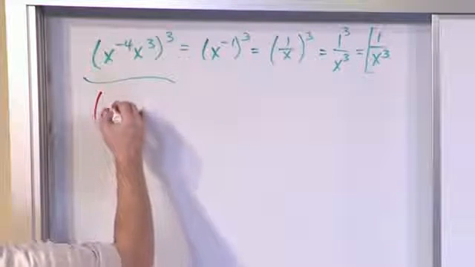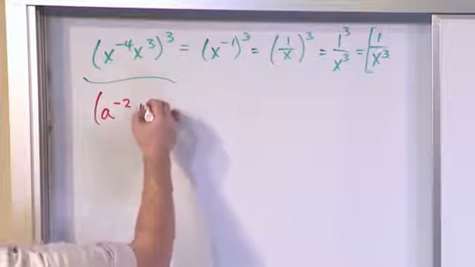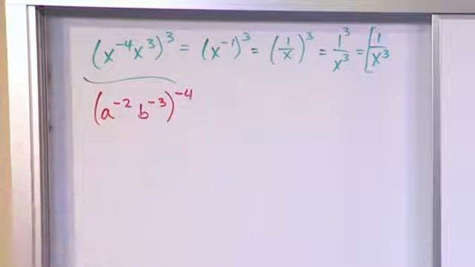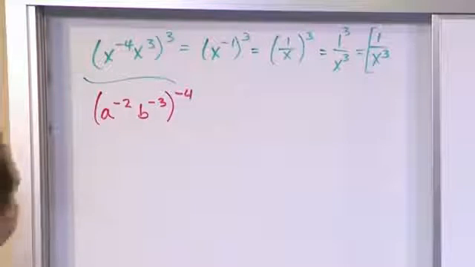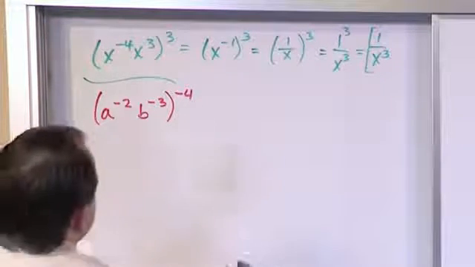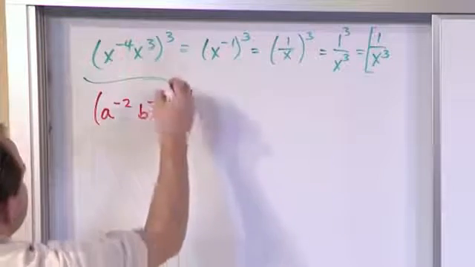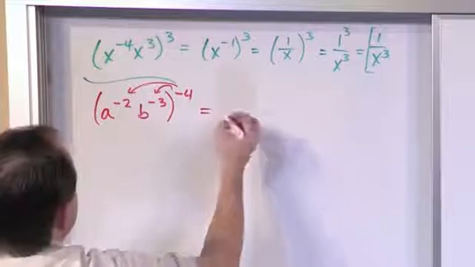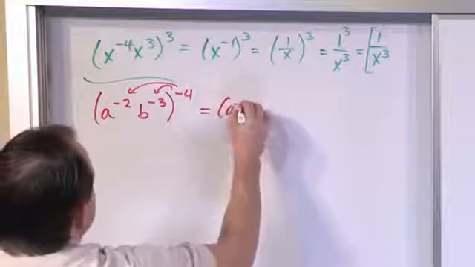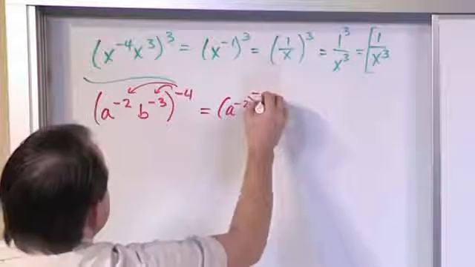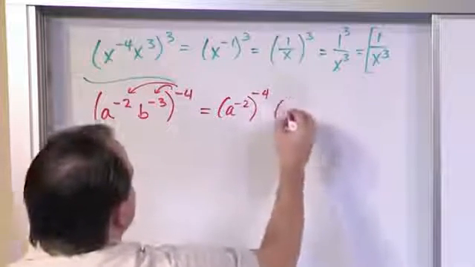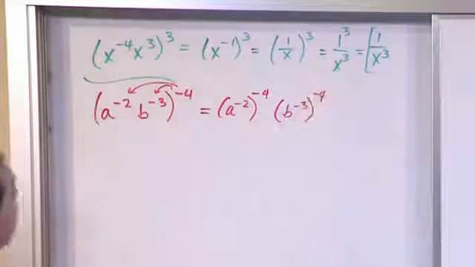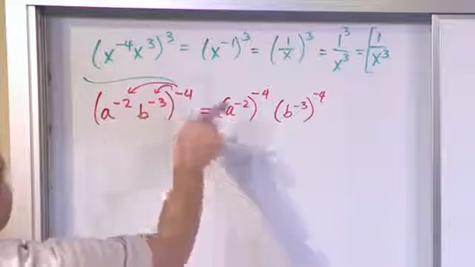What if I have a to the negative 2 times b to the negative 3, all raised to the negative 4th power? So I have negative exponents everywhere. Lots of things I can do, but I just want to do it this way. I can't really combine these, but I'm going to distribute this negative 4 in to the exponent. So I'll have a to the negative 2 raised to the negative 4th power multiplied by b to the negative 3 raised to the negative 4th power. So basically I'm just raising each term to the power.